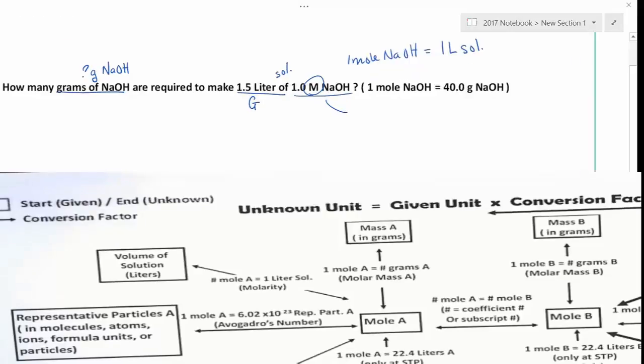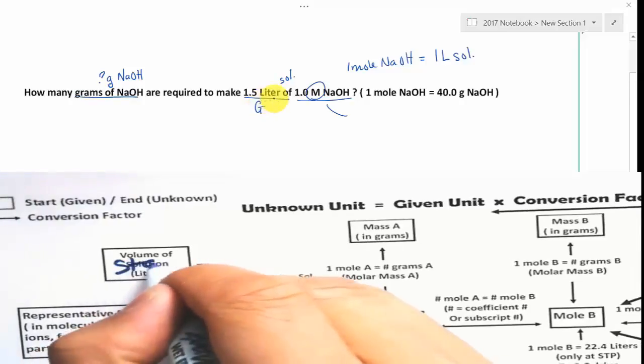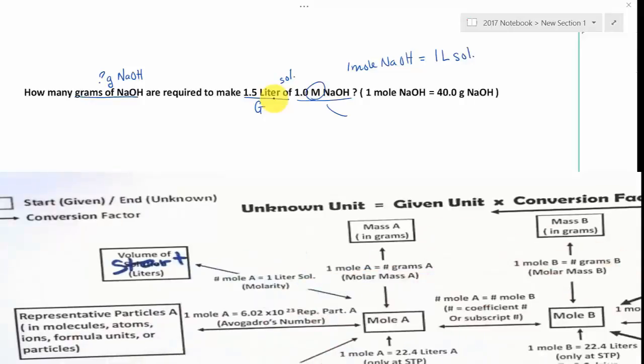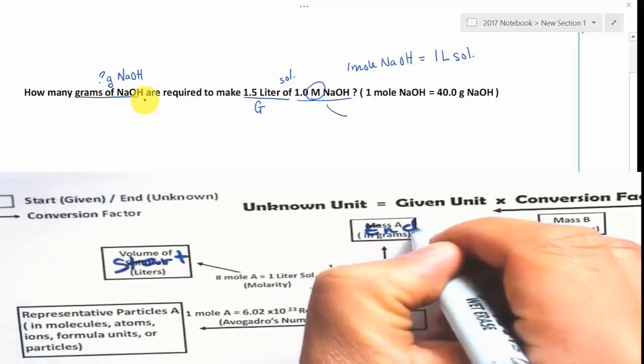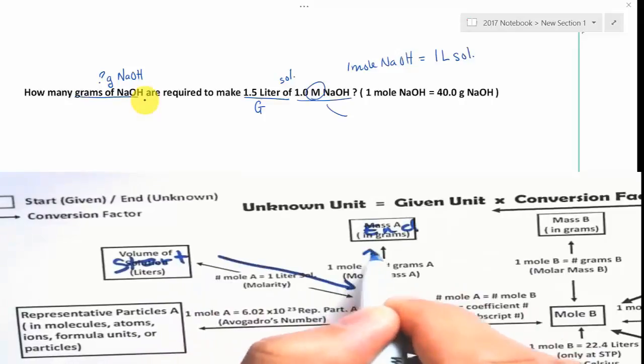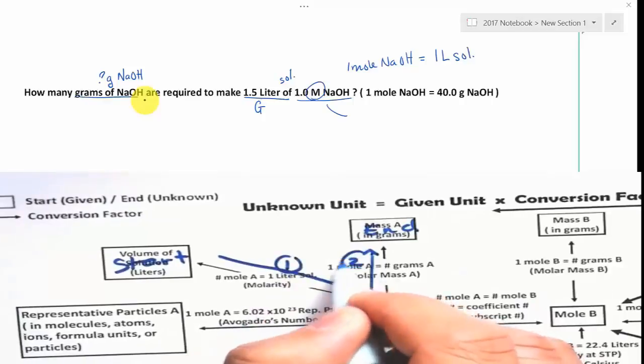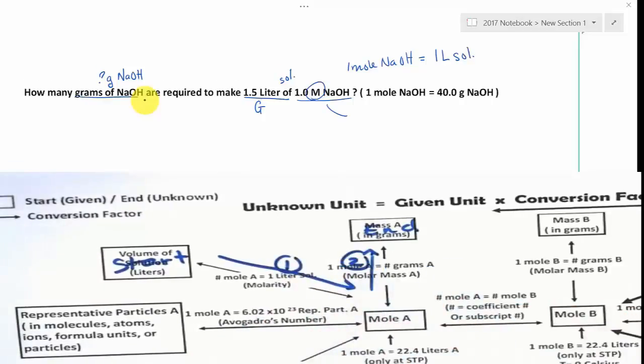So in this case, we are using our flow chart. We are starting from where? We are starting from 1.5 liter of solution, which is right here. This is where we start. But where do we end? We are ending at the grams of NaOH, which is the same chemical. So this is where we end. To go from here to there, we had to go down and go up. See how that works? So we had to multiply by this conversion factor followed by that conversion factor.